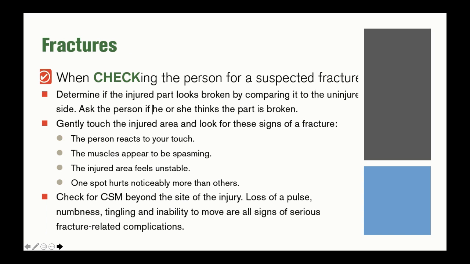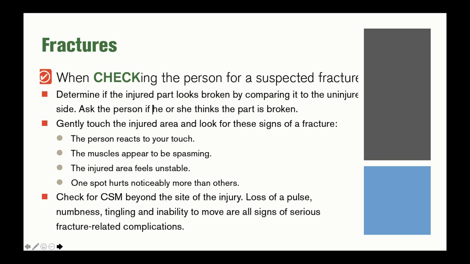Fractures. So checking for a fracture. Determine if the injured part looks broken by comparing it to the uninjured part. So what's nice about our limbs is that we have another limb, right? So looking at the size of a person's injured wrist, compare that to their good wrist. Gently touch the injured area and look for these signs, okay?